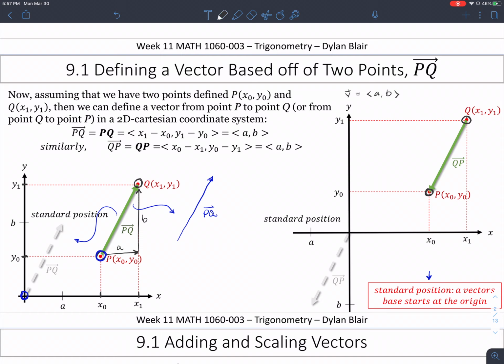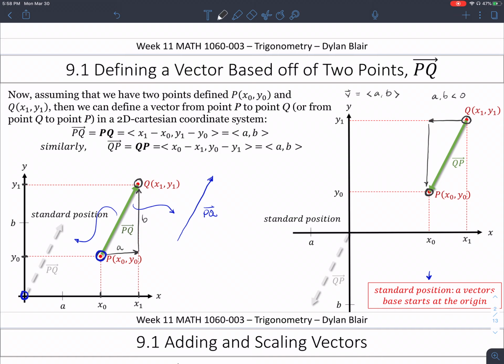Okay. So now, in order to get this a direction to go to the left, we need a to be negative, and in order to get b to go down, we need b to be negative. So we need both a and b to be negative.